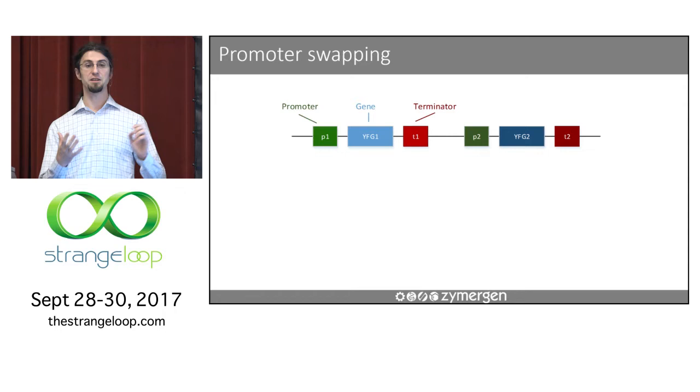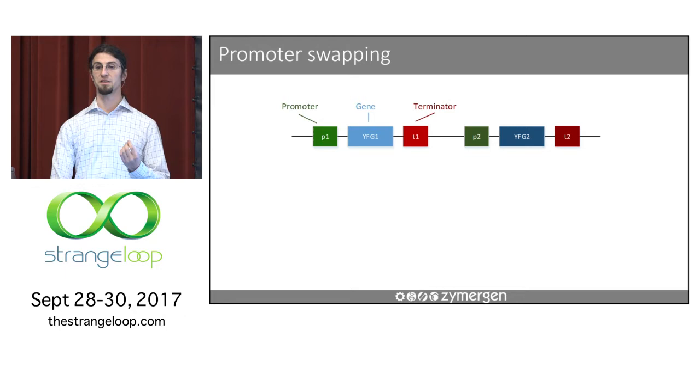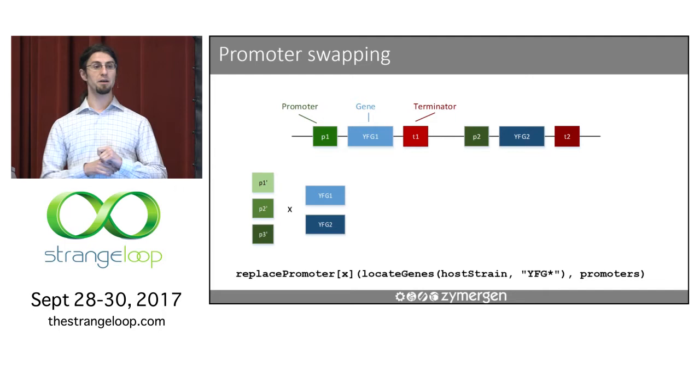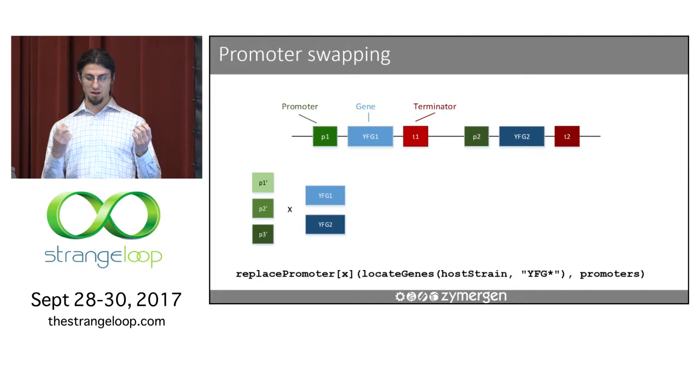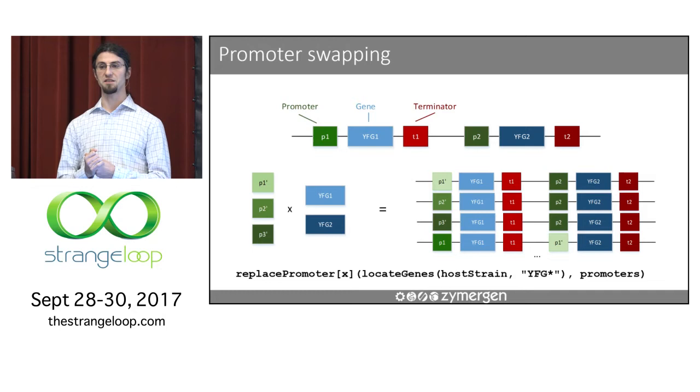So in our experiment, suppose we had a library of three promoters of known calibrated strength. We might want to try each of these promoters in front of this collection of genes of interest. So here we can run a compound expression where first, within a host strain, we locate the genes that match the expression YFG star with their name. And we also have a promoter library held in the variable promoters. And we can run the replace promoter function on the located genes with these promoters, which will give us a combinatorial set of all possible combinations of these promoters and genes.